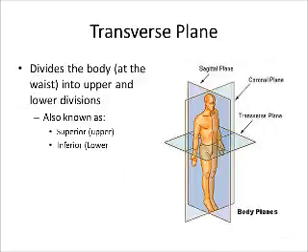Next, there is the transverse plane. This divides the body at the waist into upper and lower divisions. It's also known as superior, which is upper, and inferior, which is lower. So let's say, for instance, the heart would be located in the superior or upper plane, and the knee would be located in the inferior or lower plane.